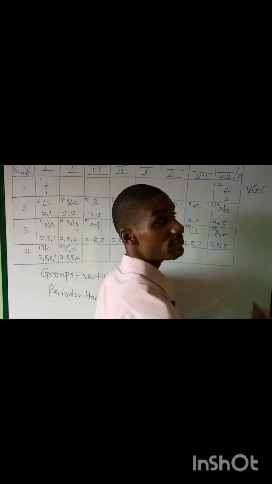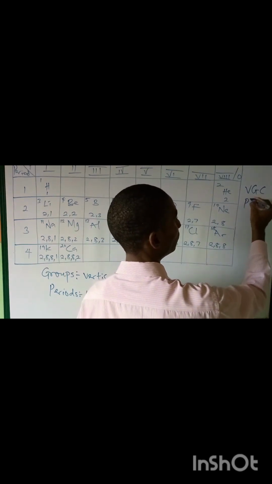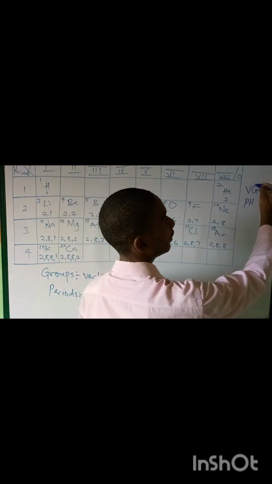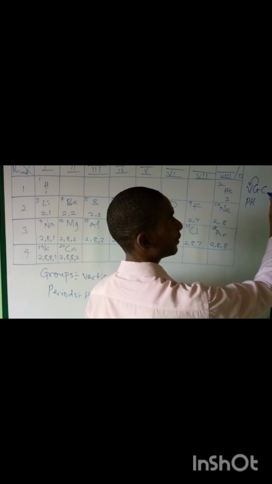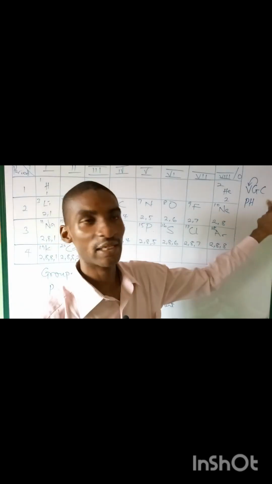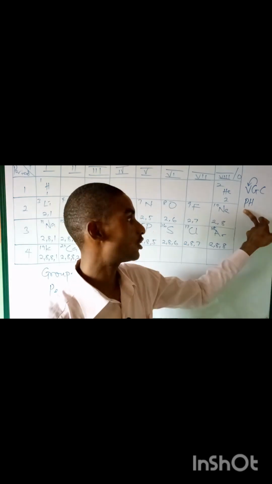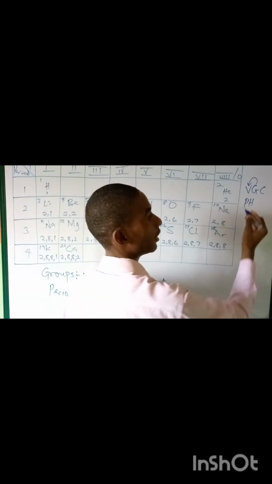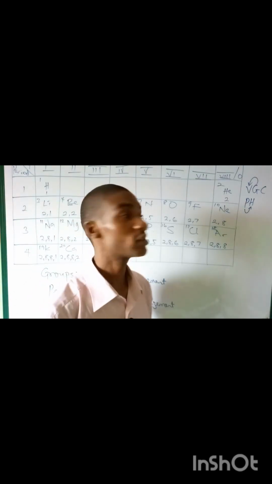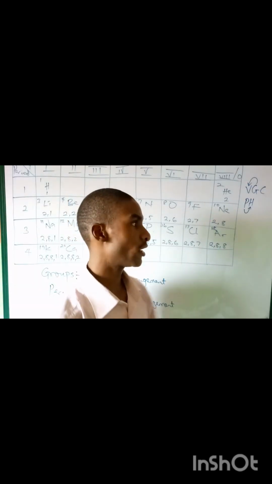VGC and PH help you remember which is vertical and which is horizontal. VGC means groups are vertical in chemistry. Why PH? You know, PH is Port Harcourt, but in chemistry it means periods are horizontal. Periods are horizontal, while VGC, groups are vertical in chemistry.